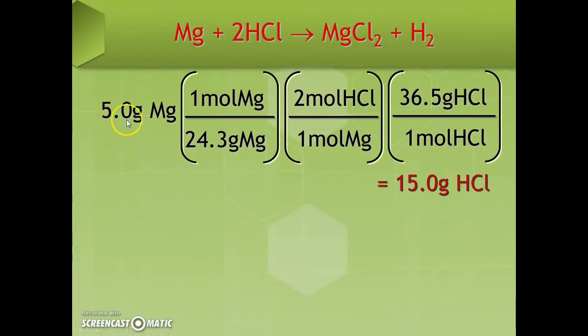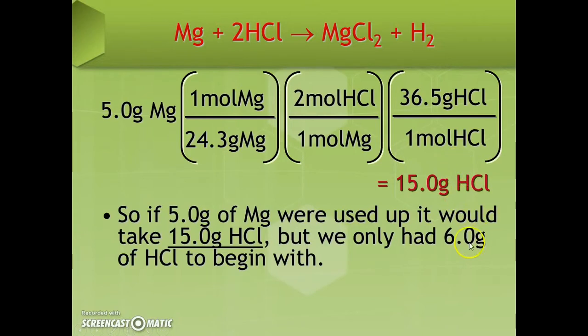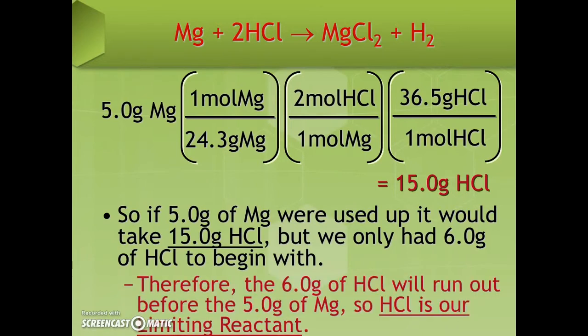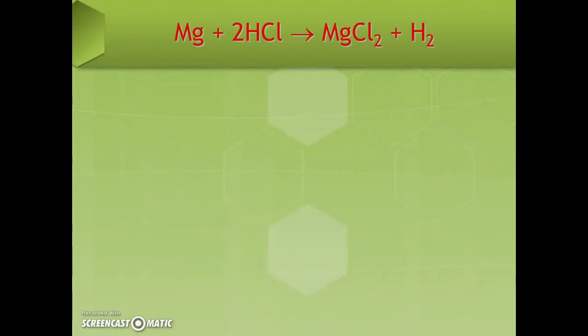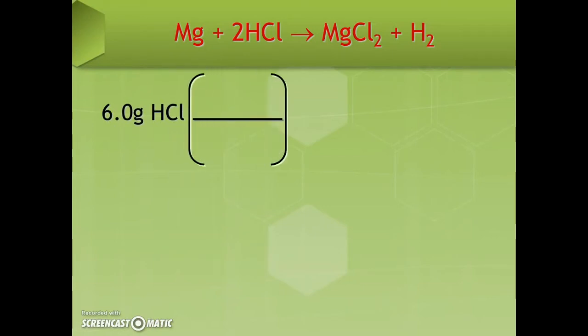So if we reacted 5 grams of magnesium fully, we would require 15 grams of hydrochloric acid. But remember, we only had 6 grams of hydrochloric acid to begin with. This means hydrochloric acid is our limiting reagent. Now, knowing this, we can use our limiting reagent to do the calculation to find how much hydrogen we will make. Okay, so 6 grams of our limiting reagent.